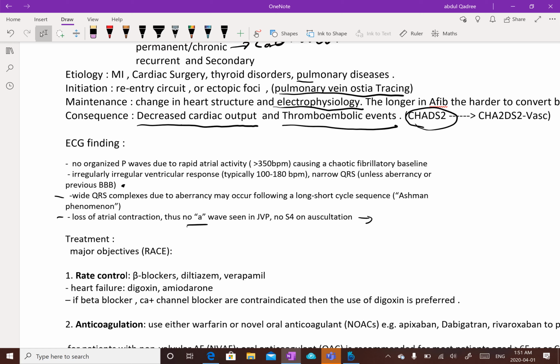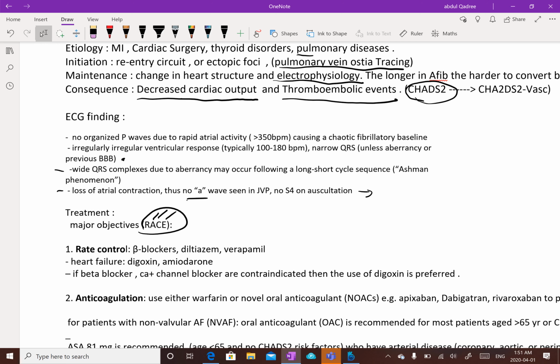However, in general, remember this rule, RACE: rate control, anticoagulation, cardioversion, and etiology. So we're going to go ahead and treat. If somebody presents to you with atrial fibrillation, of course, if you want to control the rate, you're going to control the rate with beta blockers, calcium channel blockers, diltiazem, verapamil.